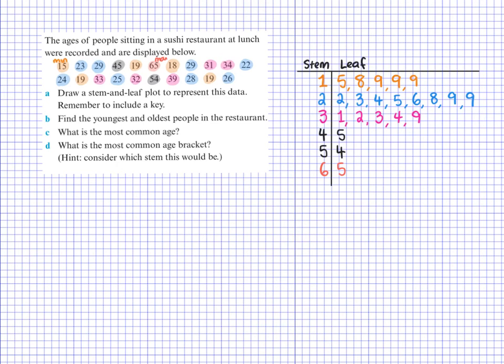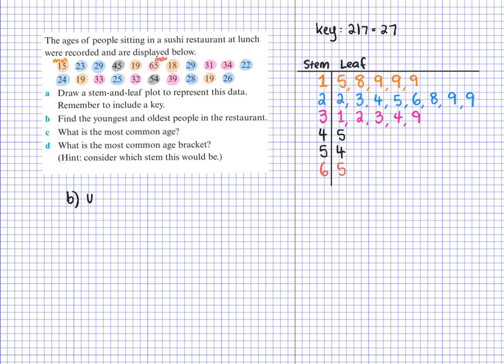Okay, so there's our stem and leaf plot. The only thing I've forgotten is a key. So I might put it above here. The key, again, I might do 2|7 is 27 to indicate that the stem is our tens and the leaf is our units. We've then got the stem and leaf plot. We've got the key. Then we need to find the youngest and the oldest people.